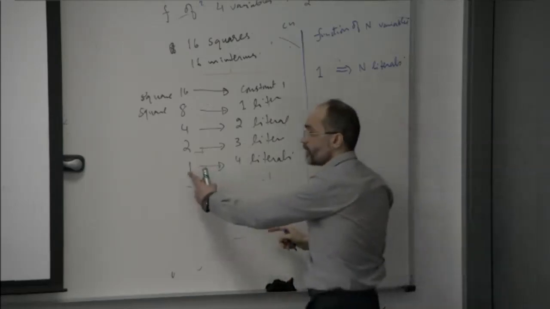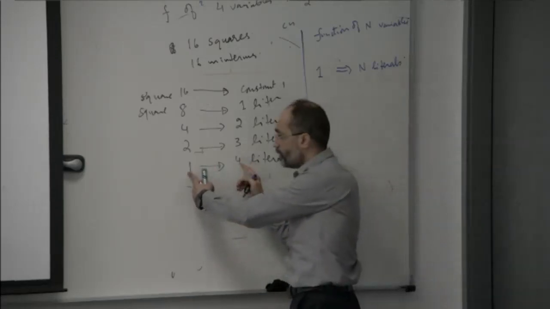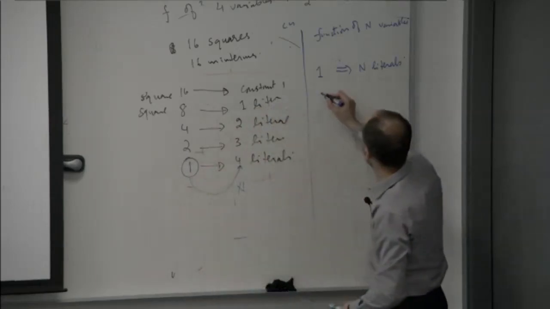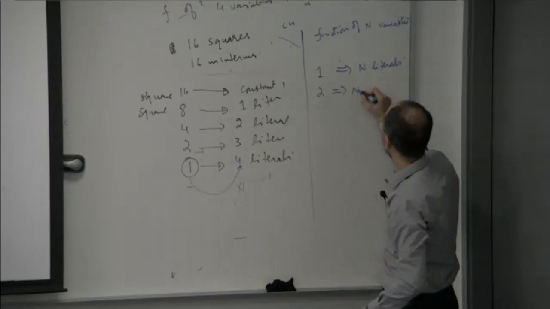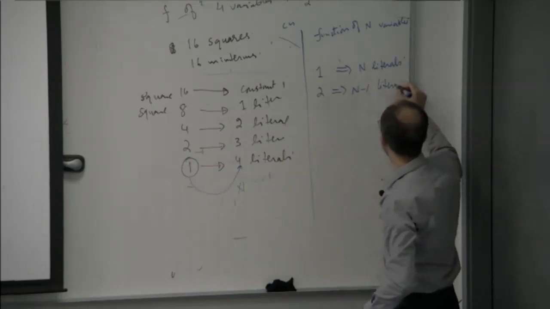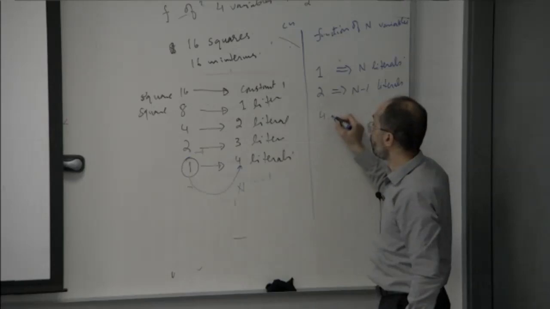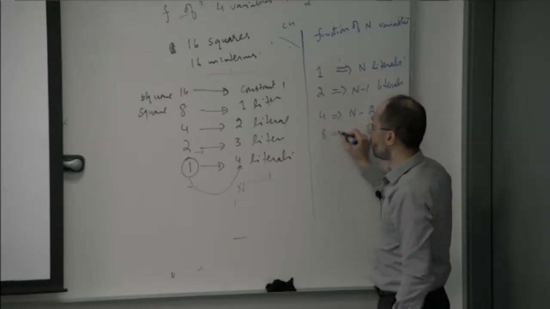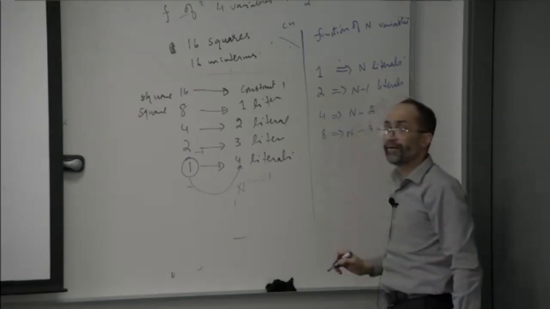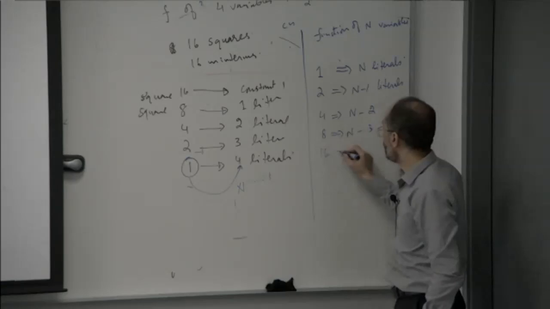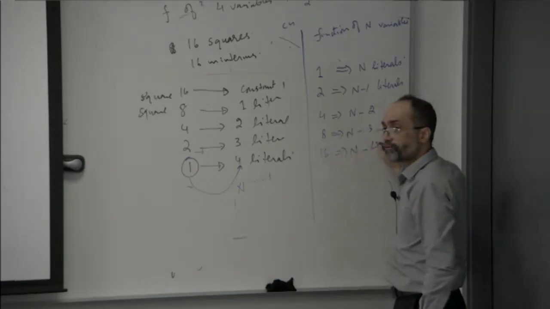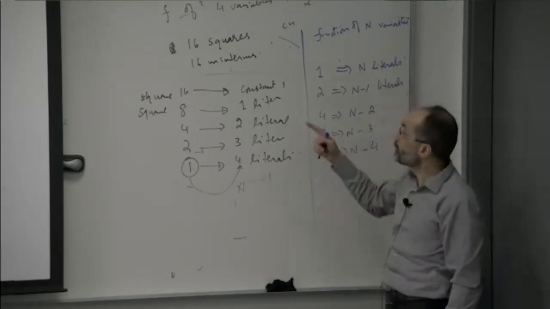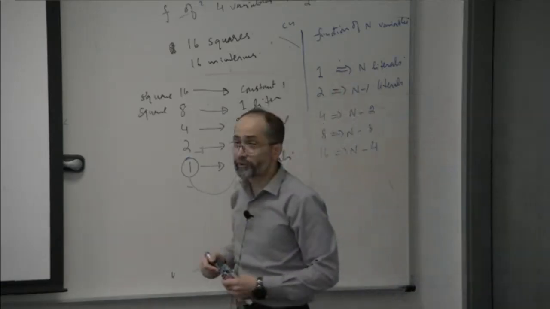N literals. For a function of 1 square, what is n here? How many literals do we have? N literals. If we have 2 squares, n minus 1 literals. If we have a square of 4, n minus 2. If we have a square of 8, n minus 3, and so on. Got it? And 16, n minus 4. So if n is 4, 4 minus 4, so it's a constant 1, with 0 literals. Got it? Any question? Should we proceed?